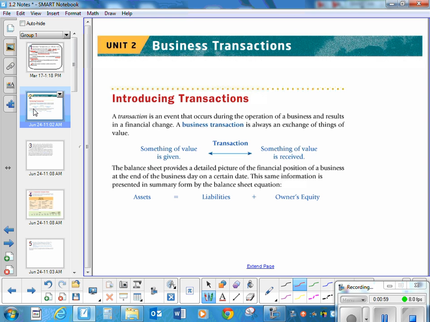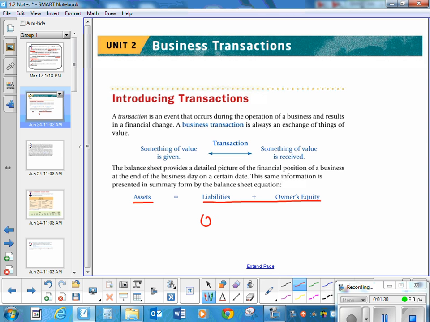Okay, so with a transaction, something of value is either given or something of value is received. The balance sheet provides a detailed picture of the financial position of the business, and at the end of the business day on a certain date, the same information is represented in summary form by the balance sheet equation. Now, we didn't talk very much about this last day, but our balance sheet equation is that your assets have to equal your liabilities plus your owner's equity.